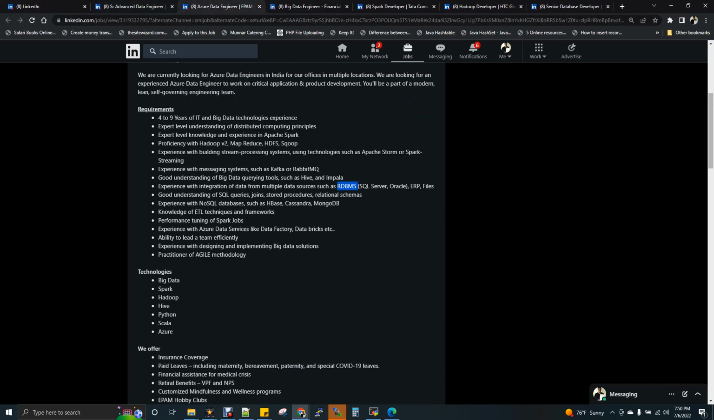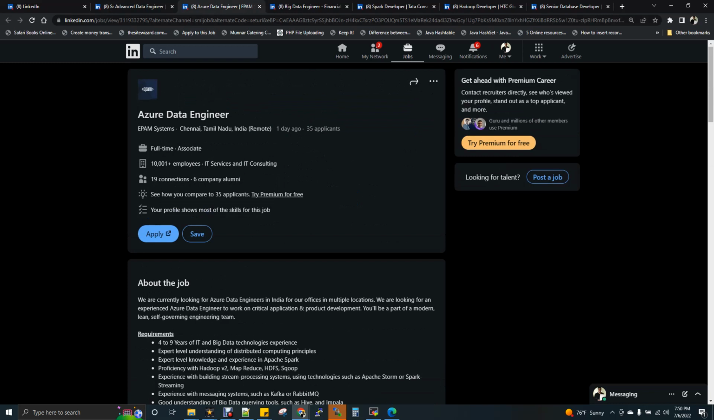The next one I'm going for is EPAM. The title itself says Azure Data Engineer. Azure is a cloud from Microsoft. But still, we have to check the JD.